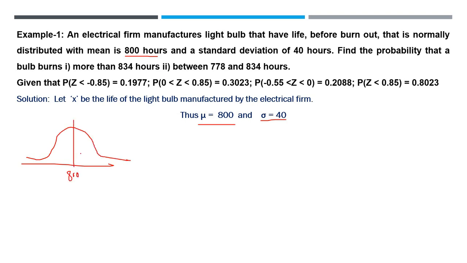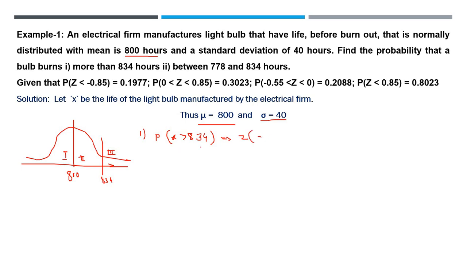Suppose the normal distribution looks something like this. This is the mean, so the value of mean is equal to 800. For the first case, we have to find the probability that x is greater than 834. Somewhere here we have 834. So we now have three regions: this is one, this is the second one, and this one is the third.